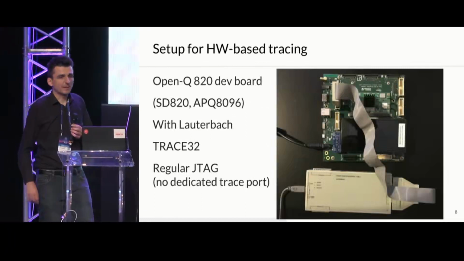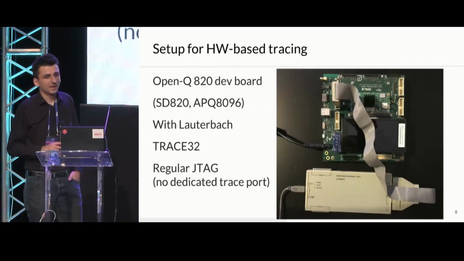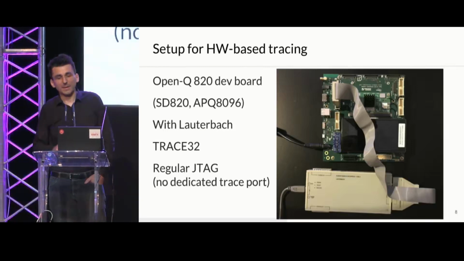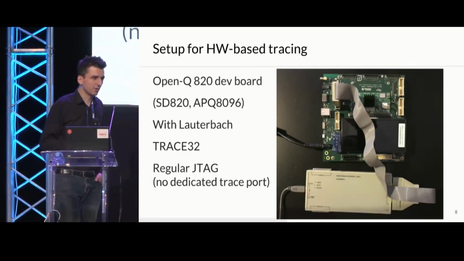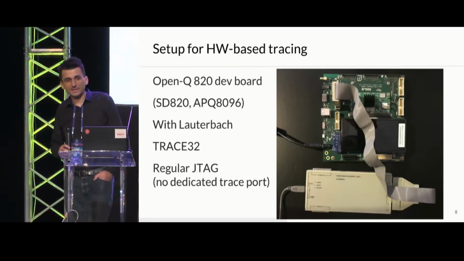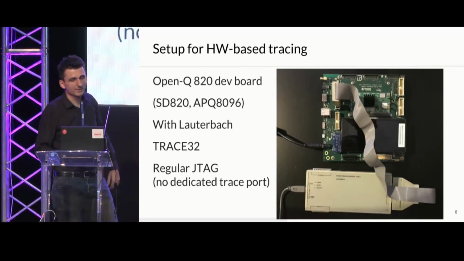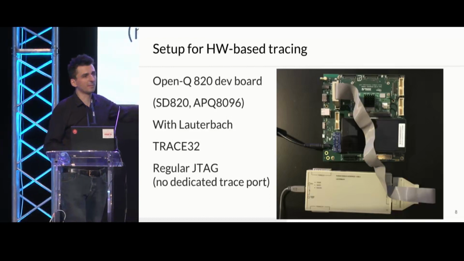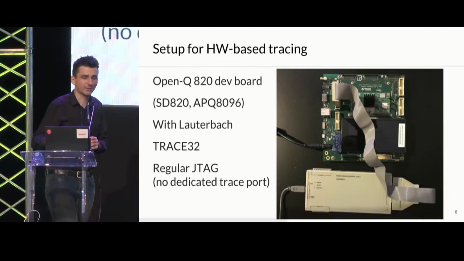So this is a setup for hardware-based tracing that's sitting on my desk in the office. This is an Open-Q 820 development board. That's a Snapdragon without a modem. Well, actually, it has a modem, but it's disabled. Attached to that is a Lauterbach Trace32, a commercial JTAG debugger, which is pretty powerful, but pretty expensive as well. In this case, I'm using regular JTAG to extract the data from the system, because this board doesn't have a MICTOR connector. We have other boards with MICTOR connectors as well, but I can't show them because they belong to customers and we're under NDA, so this is a board that I personally have.